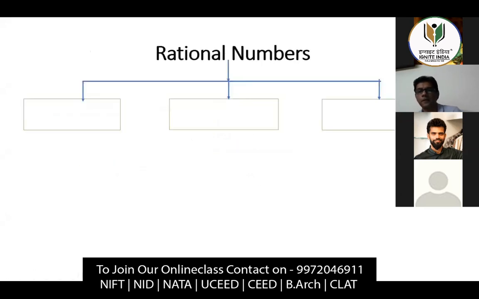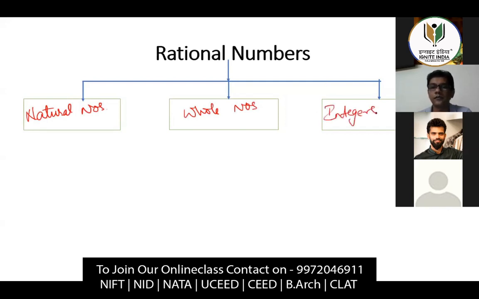Now, once we reach rational numbers, this is where rational numbers get further described into what we have always learned, and that is natural numbers, whole numbers, and integers. Okay, this is where the entire portion of integers or rational numbers gets defined.